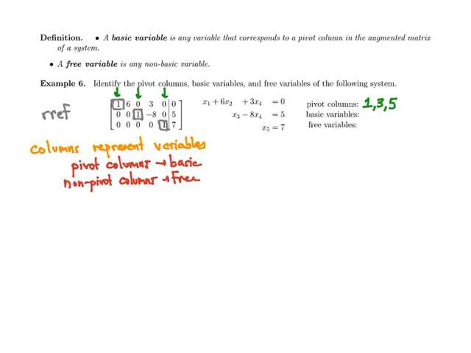Which means that our basic variables are the variables associated with those columns. That's going to be x1, x3, and x5 in the original system. The free variables are the other ones. That's our x2 and x4. Noting that the last column in the augmented matrix is just going to be a bunch of constants. There's no variable associated with that last column.